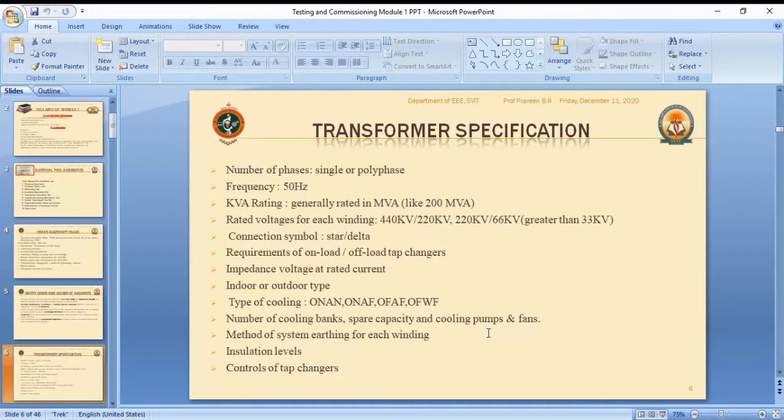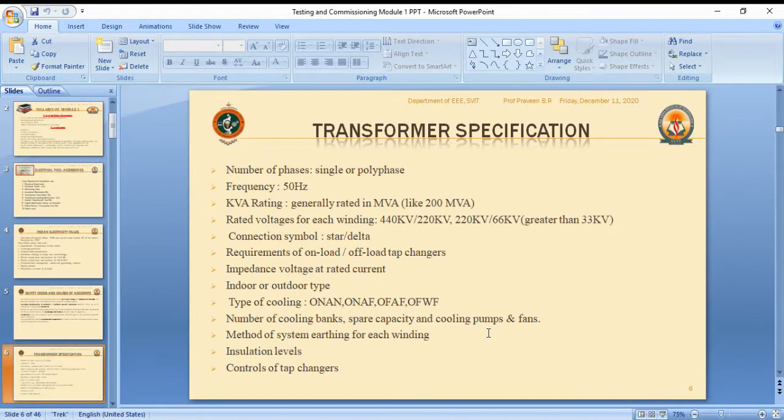Teaching you testing and commissioning of power system apparatus for 7th semester electrical and electronics engineering students. So we are in module number 1 with respect to transformers. The first topic which we are studying under transformer is transformer specification.